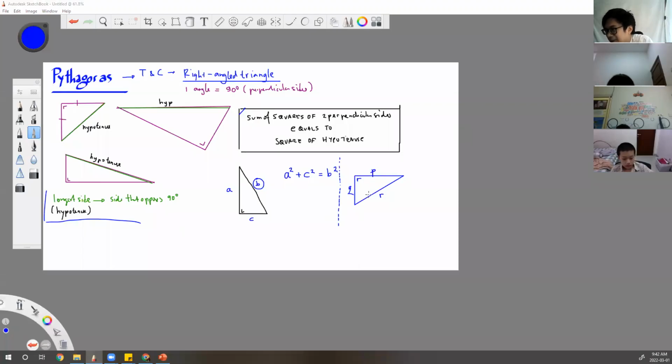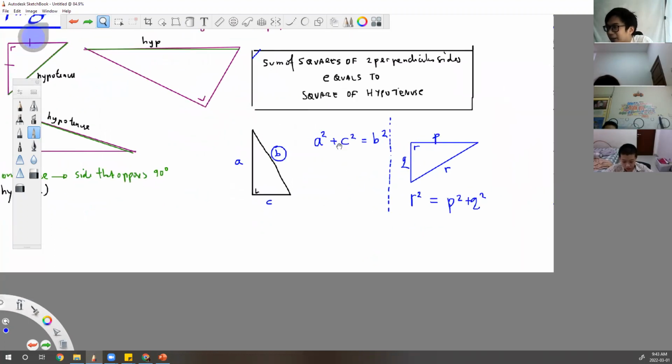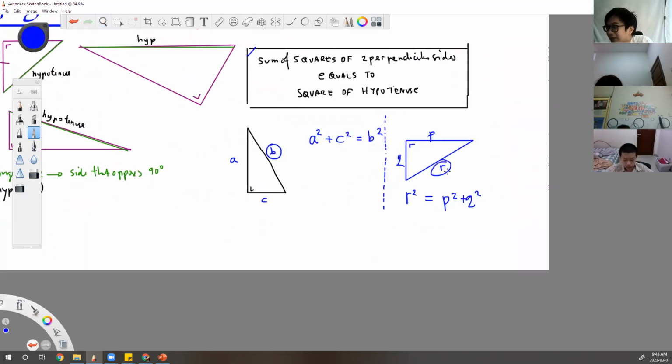Cheryl said the hypotenuse is R because, yeah, we know the rule: it is the longest side that opposes the 90 degree angle. That's good. So R squared equals P squared plus Q squared. You can just write P squared plus Q squared equals R squared. Never mind, you don't have to worry about that because you just switch it up. I think it's very simple. Just keep in mind that the hypotenuse is always the longest side that opposes the 90 degree angle.